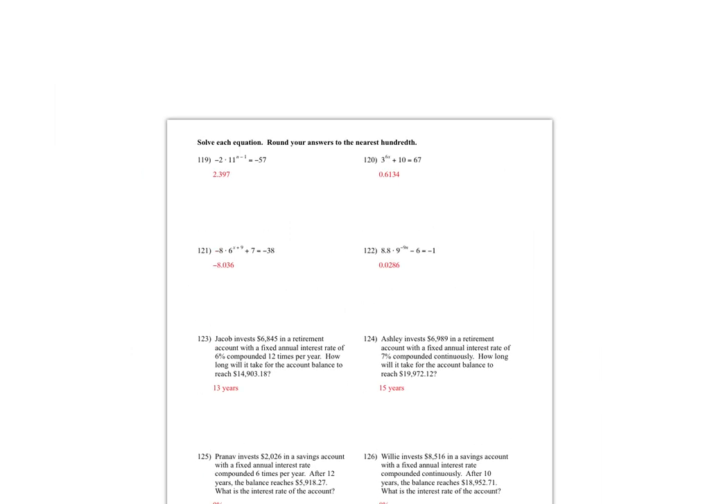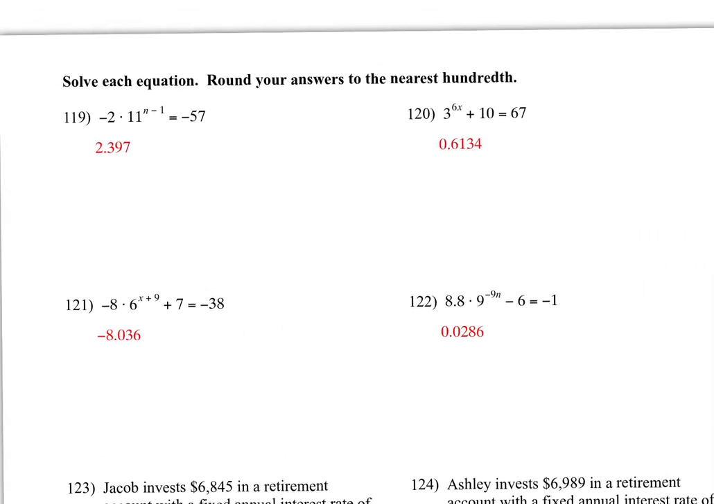Conceptually the same thing. It's just that what you're looking for is in the exponent. Again, get your base by itself. Like here, I'm going to divide by -2, and then I can do the log of both sides and I can expand. So if I were to do this one, I'm going to subtract that 10 first. I have 3 to the 6x equals 57.